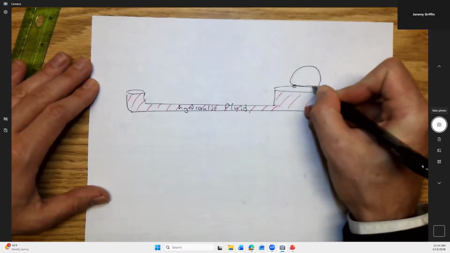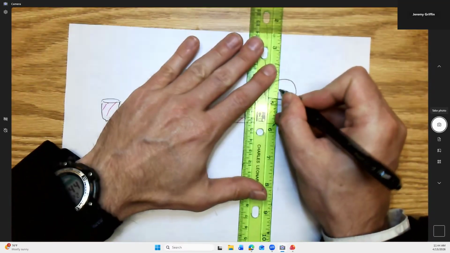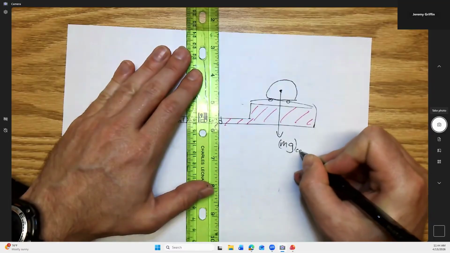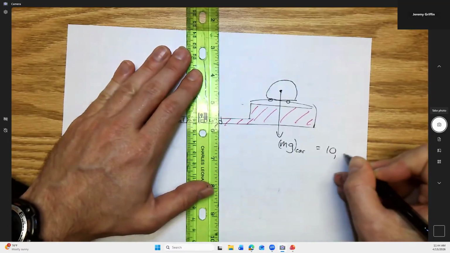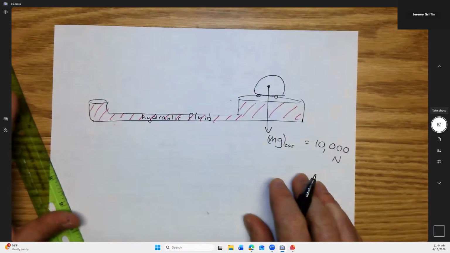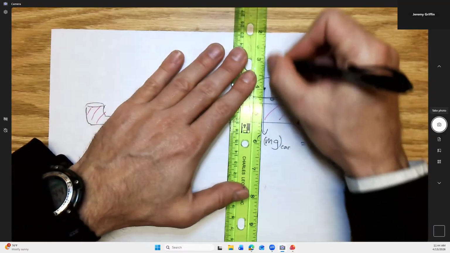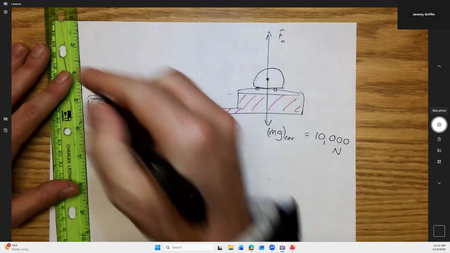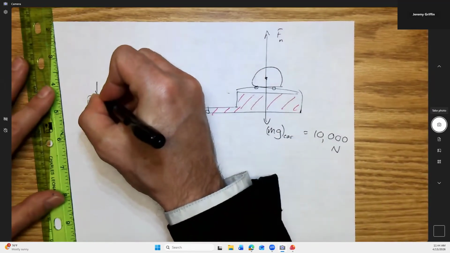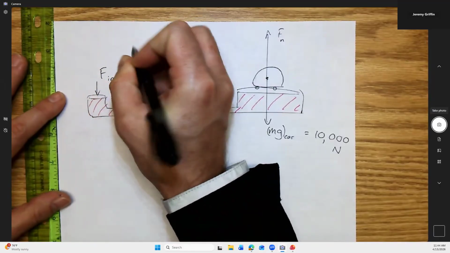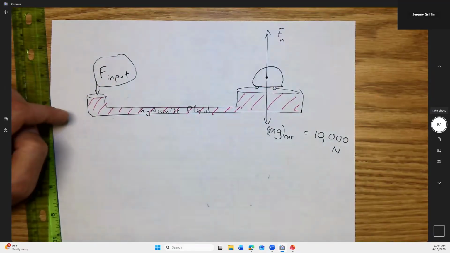I'll tell you guys the weight of the car. Let's call it 10,000 newtons. A 10,000 newton car, which means it has to be held up by the same force. Call it the normal force. Now I wonder what input force, I'll call it F input, is needed to be able to lift the car.